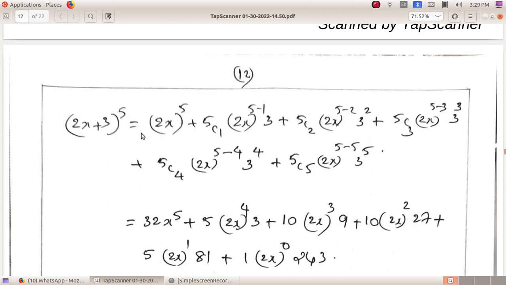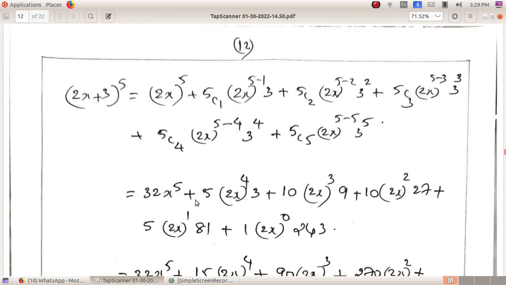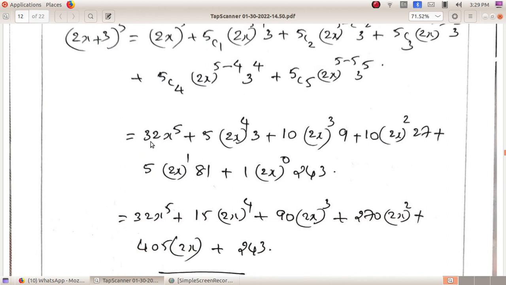Then we simplify 2 raised to 5, that is 2 into 2 into 2, five times, which means 32x^5. By scientific calculator, you can take the values: 5C1 is 5, 5C2 is 10, 5C3 is 10, 5C4 is 5, and 5C5 is 1. So this is the expansion. And you can simplify: 32x^5 plus 5 into 3, 15, (2x)^4, and so on.